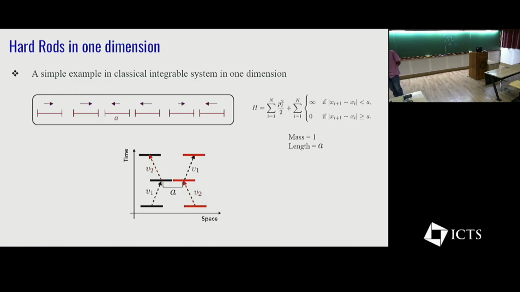So hard dot is a simple yet non-trivial example in the context of classical integrable systems. Here we consider N hard dots moving on an infinite line, each of length a and of unit mass. And this restriction says that two hard dots cannot come closer than a distance a.